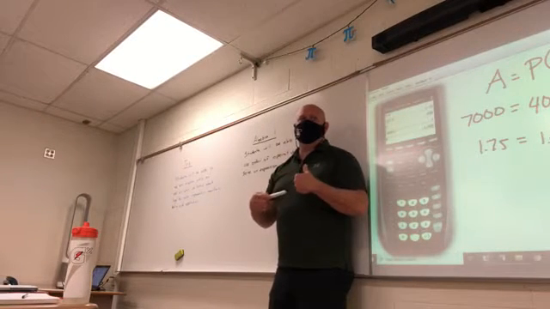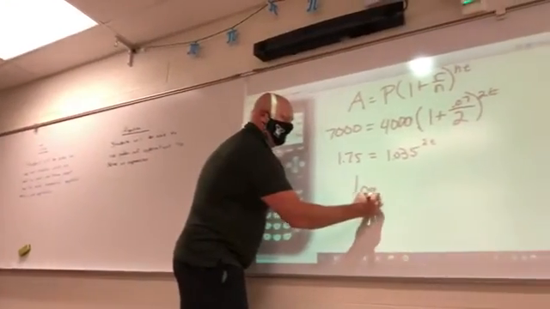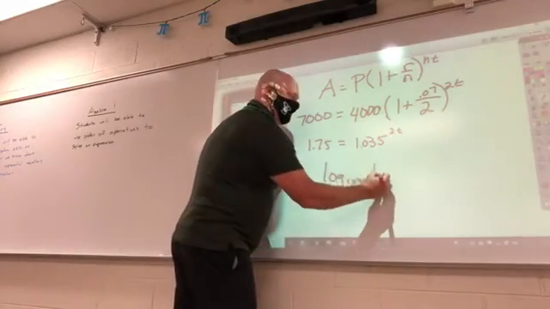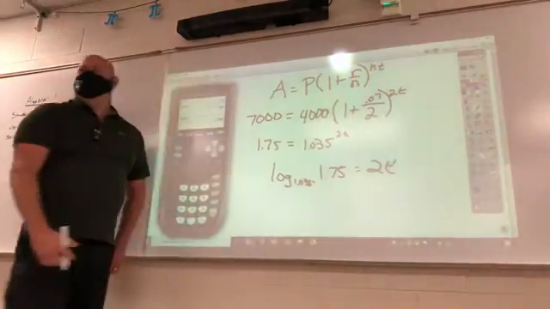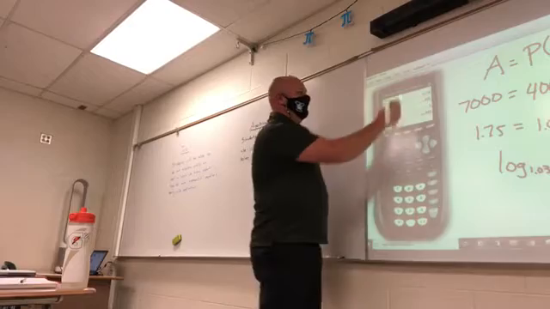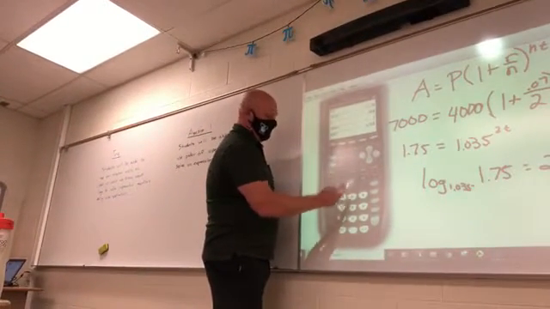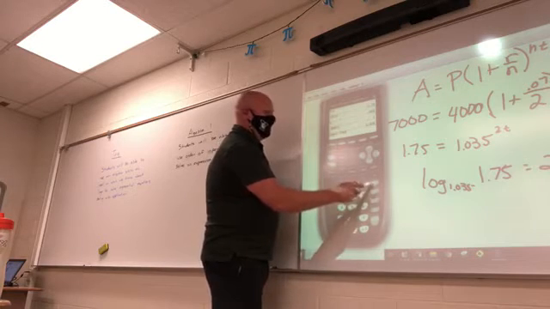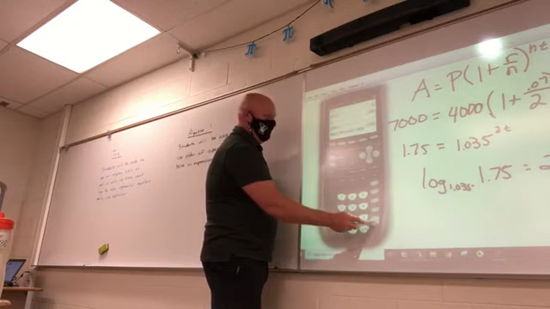Switch forms, right? What's that in log form? Log base 1.035 of 1.75 is equal to 2t. Just switch forms. So I go log of the 1.75, divide that by the log of my 1.035.